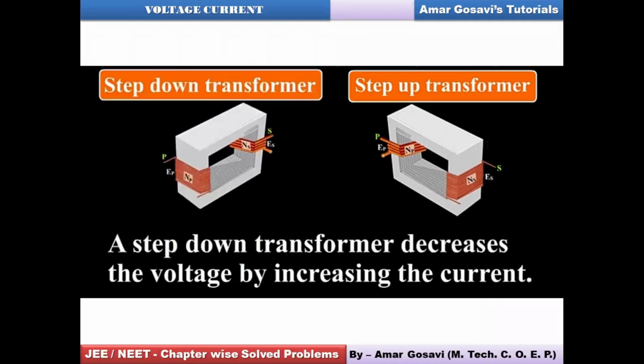So here in this case, you can see what happens in a step down transformer and a step up transformer. In a step down transformer, you decrease the output, whereas in a step up transformer, you increase the output.